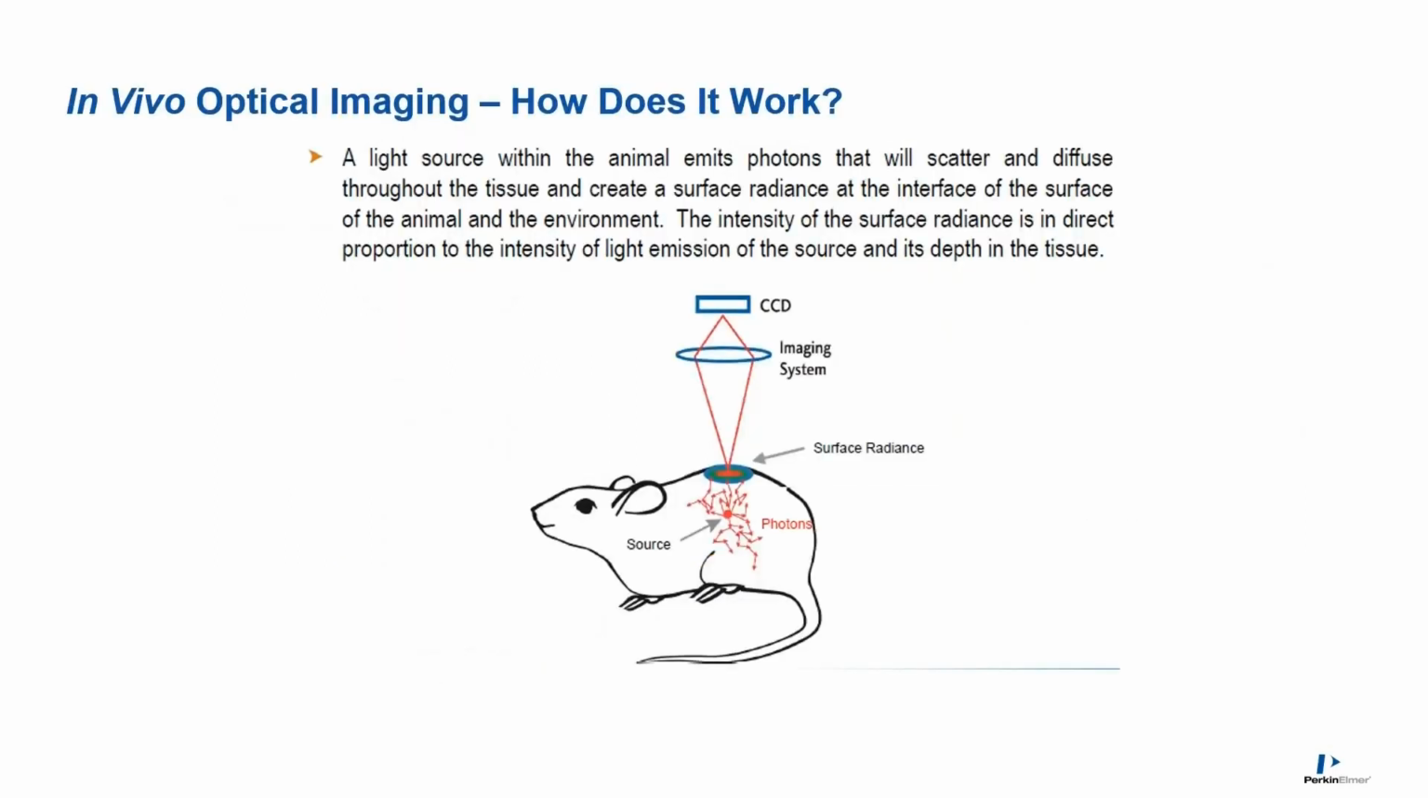Shown here is a schematic that shows how optical in vivo imaging works. Basically, there's a light source produced within an animal. Then it gets scattered and diffused throughout the tissue, and the intensity of the light source is directly proportional to the intensity of the emission relative to the depth of the source. The CCD camera at the top of the imaging system will then detect and measure the amount of light that passes through in terms of counts per pixel. And this way you can quantify the amount of light that can be detected in the animal models.